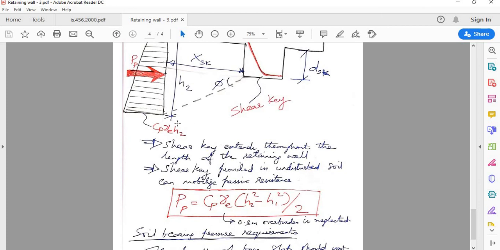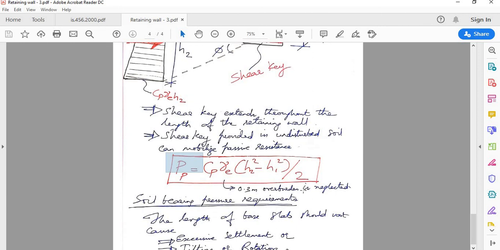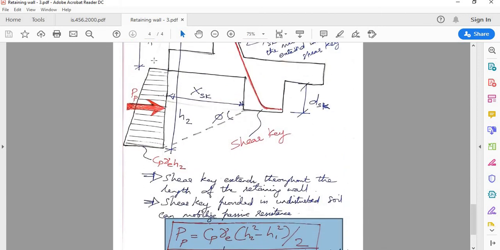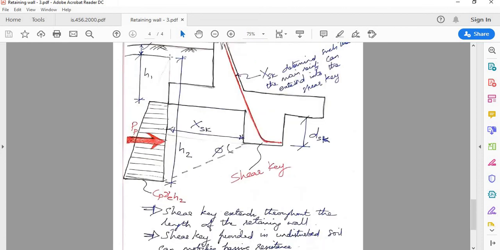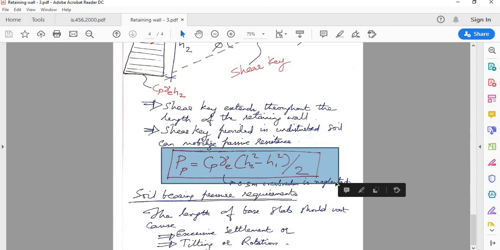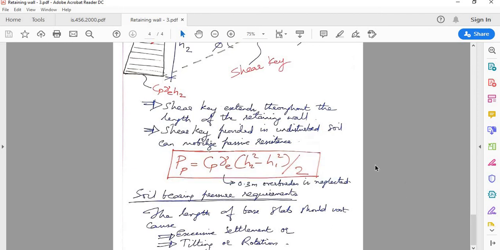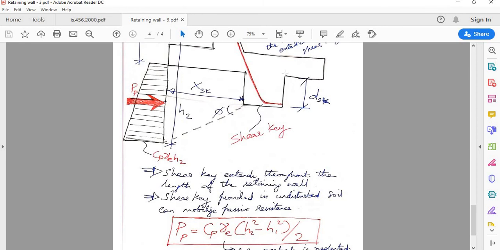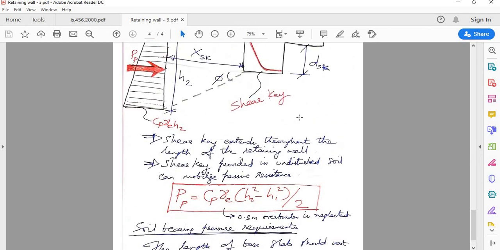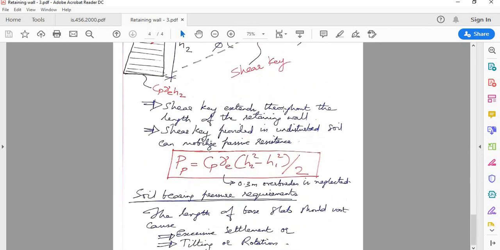So you again rework the calculation using the passive earth pressure. Of course, this is based on simple geometry that you discussed. The resultant of this is the area of the total triangle minus the area of this smaller triangle. Now using this passive earth pressure contribution, you rework the factor of safety in sliding, and hopefully it should satisfy. If it's not satisfying, you play around with this dimension. So that is about the sliding check, including the concept of shear key if it is not satisfying.